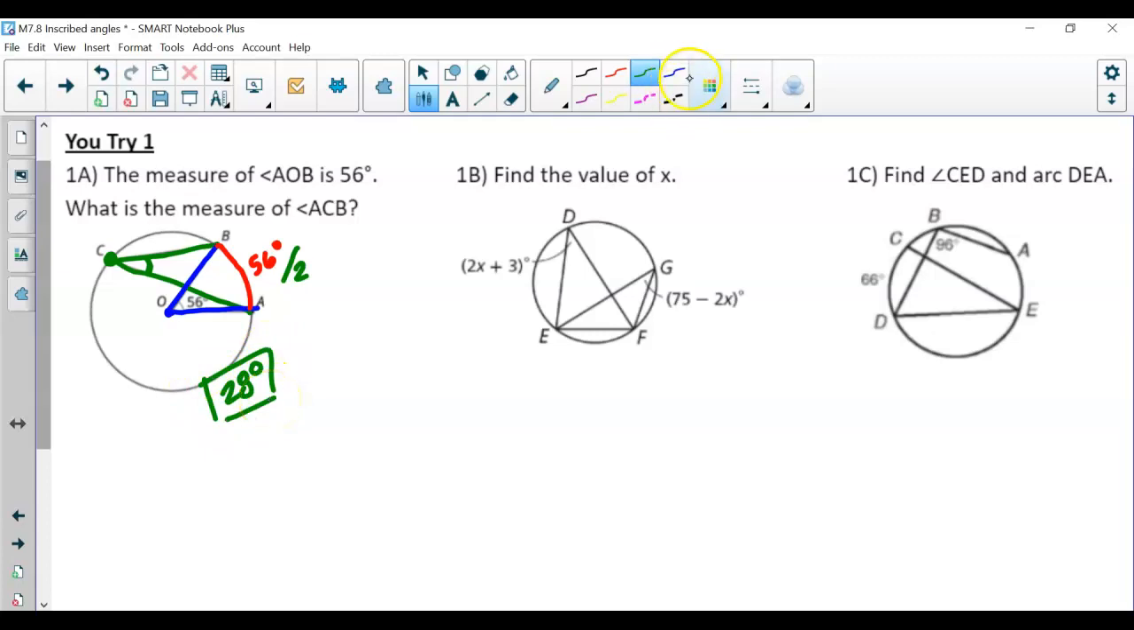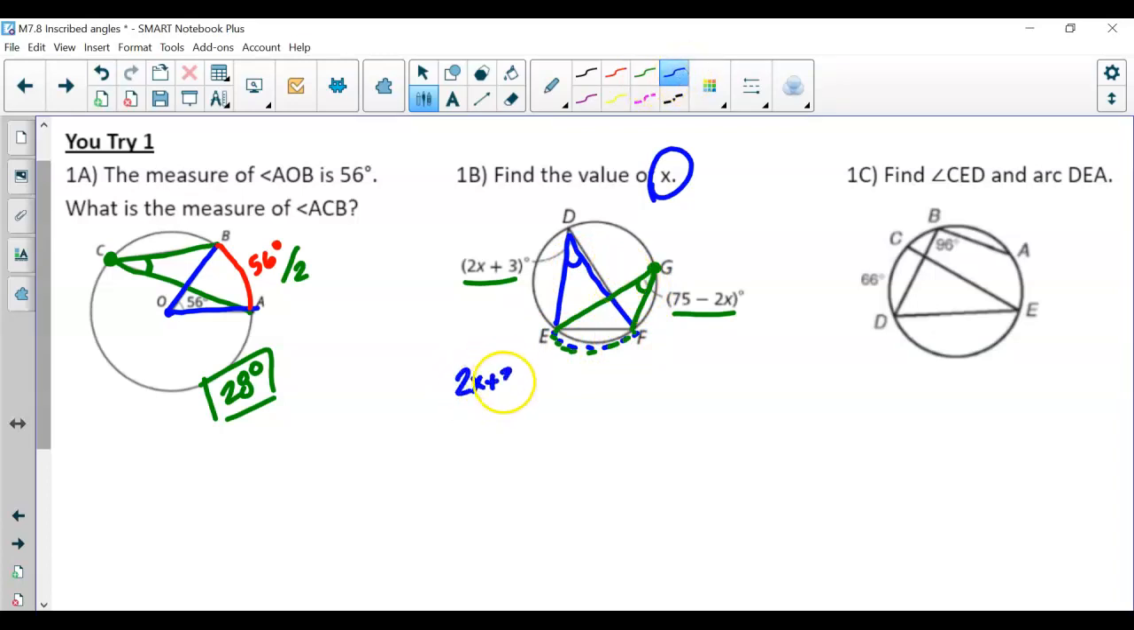So then 1B, you're just looking for the value of x. Now here, you're given EDF, this angle here is 2x plus 3. Notice how it creates arc EF. And EFG, this inscribed angle, also creates the intercepted arc of EF. So again, why are you able to set them equal to each other? Because they create the same intercepted arc, they are congruent to each other, the inscribed angles.